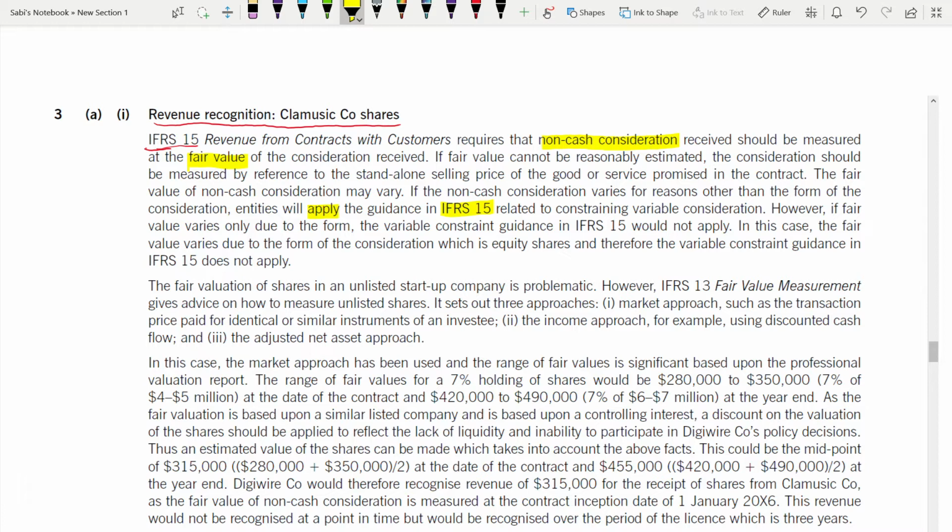In this case, the fair value varies due to the form. In this case, see the word they are using, in this case. Which applies? The first one or second one? IFRS 15 should apply or should not apply? You told IFRS 15. Does not mean you have to apply it. Depends on the facts of the case. So in this case, the fair value varies due to the form of the consideration. Exactly. Form of the consideration means fair value will vary because it's non-cash consideration, which is equity shares. Exactly. And therefore, variable constraint guidance in IFRS 15 does not apply.